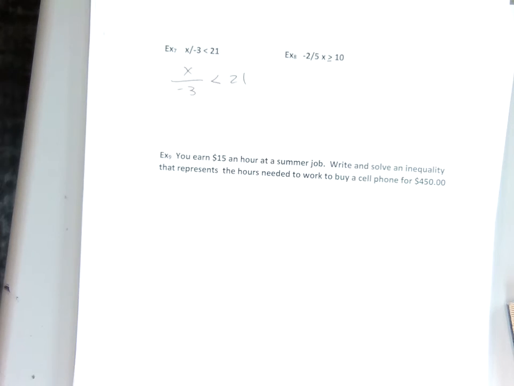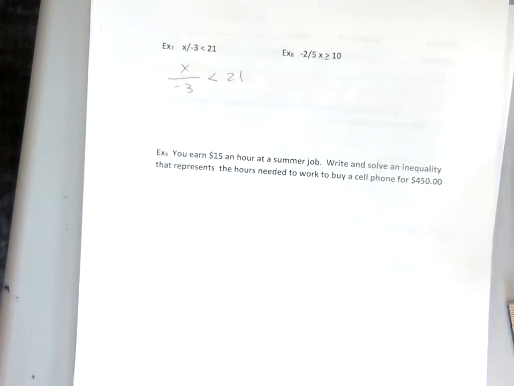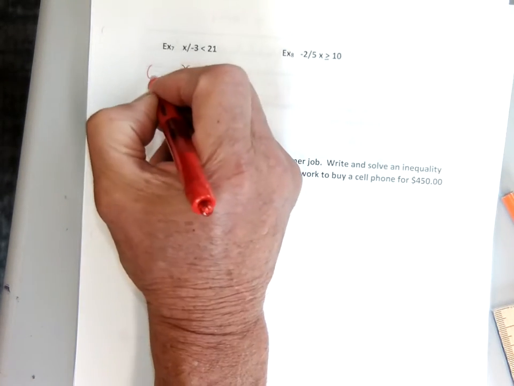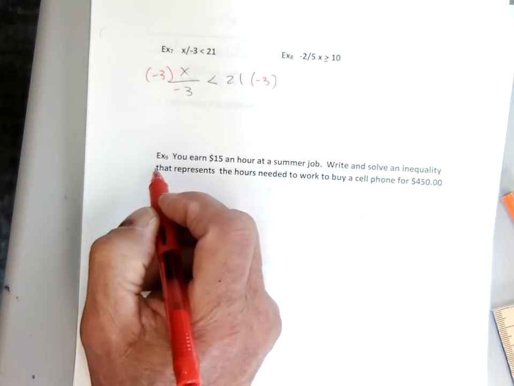So again, what divided by 3 is 21? It's got to be 63. In fact, it's got to be a negative 63, but I'll show you, okay? Instead of trying to do it in your head, what's the opposite of divide by? Multiply, right? So I'm going to multiply both sides by a negative 3.